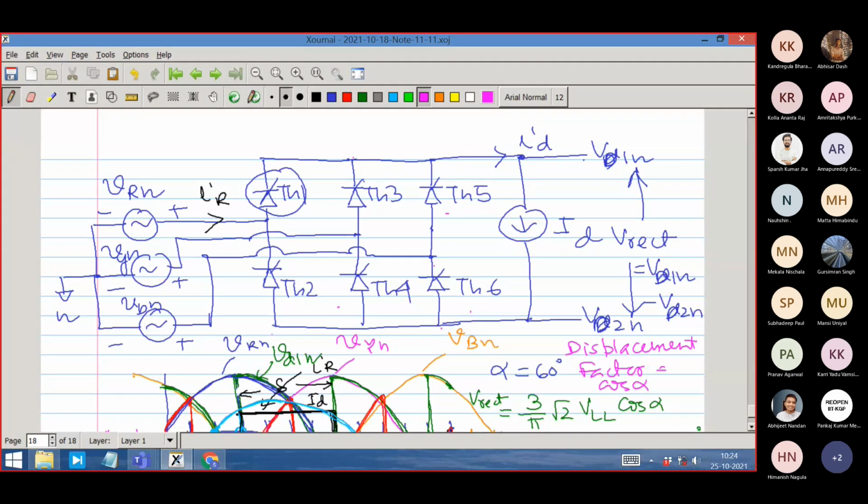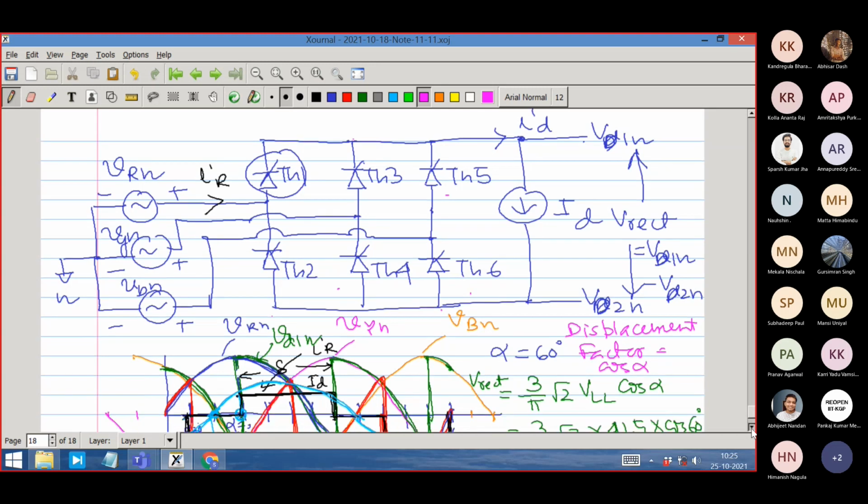Vy minus Vb, or Vy minus Vr for some portion of the time, a 120 degree duration, subsequently Vb minus Vr and Vb minus Vy. So this way you can sketch it. You just have to have patience to sketch it, as per the circuit theory.